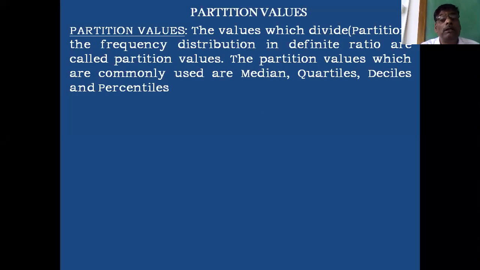Then what are the partition values? First partition value is median. Second is quartiles. Third is decile. Fourth is percentile. These are the 4 partition values we will study one by one. And after completing this, the previous chapter questions will be solved.